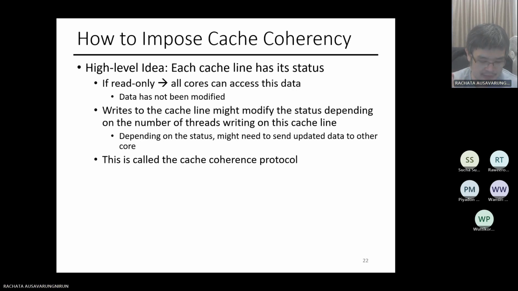So the high-level idea to impose coherency is to add a status to each cache line. Each cache line will have a coherent status. If the block is read-only, it basically means that no one writes to it, so I can access the data as I want. Then, if there is a write to the cache, that will modify the status depending on what actually happened. This is going to be called the cache coherence protocol.